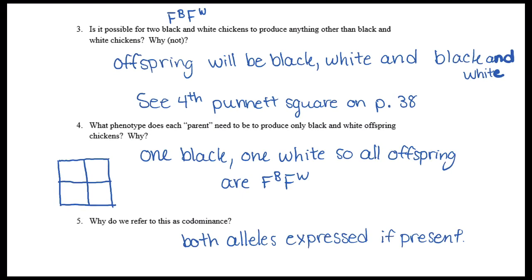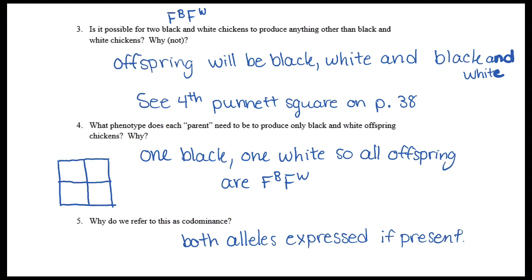Question 3, is it possible for two black and white chickens, so that means FB/FW genotype, to produce anything other than black and white chickens? Why or why not? Yes, some will be black and some will be checkered and some will be white. So this is related to the Punnett square, the fourth one on page 38.